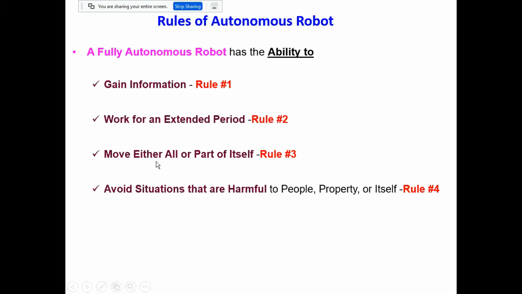Similarly, move either all or a part of itself throughout its environment without human assistance. Then avoid situations that are harmful to people, property, or itself, unless those are part of the design specifications. Whatever it may be, friends, autonomous robots still require regular maintenance, as do other machines.